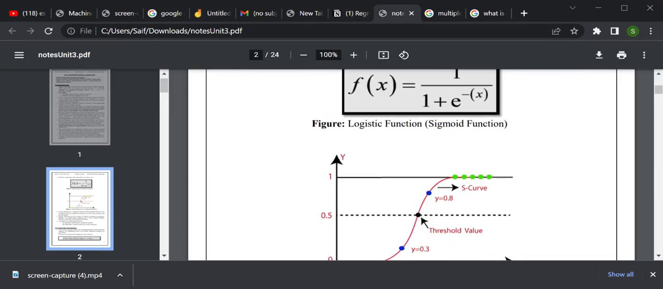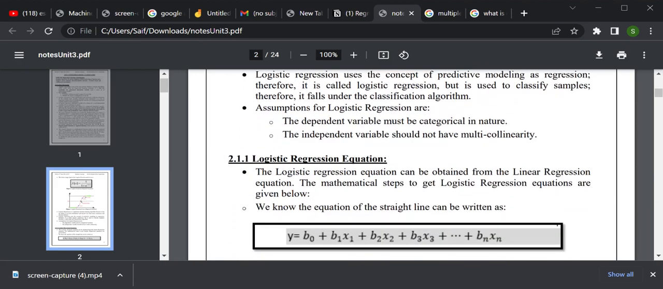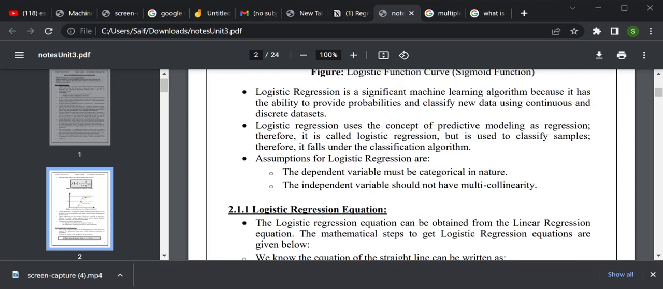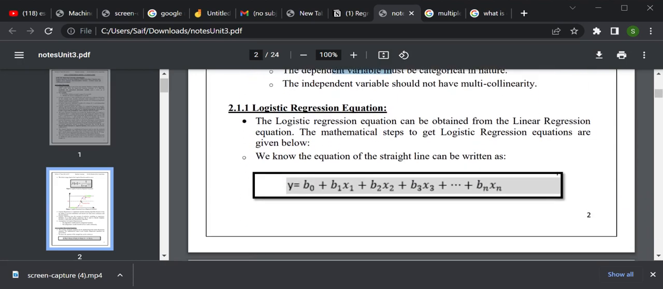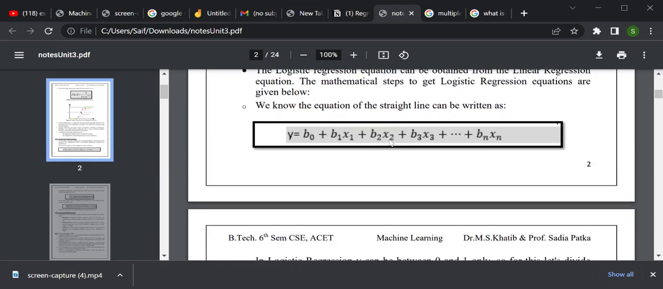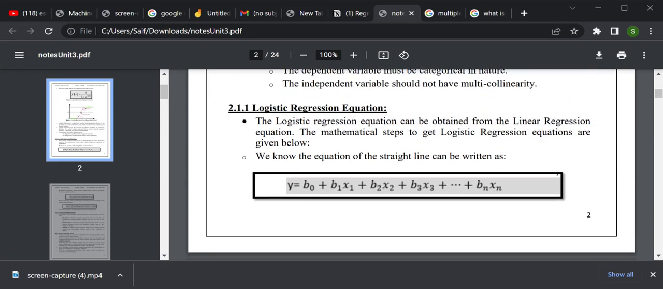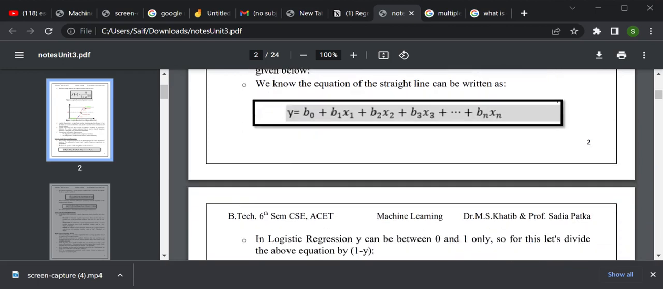Logistic function, this is not important. Independent variable must be categorical in nature. This is important. Now you can always learn the formula. This formula is, I think, the same as multiple linear regression. So you can use that also.